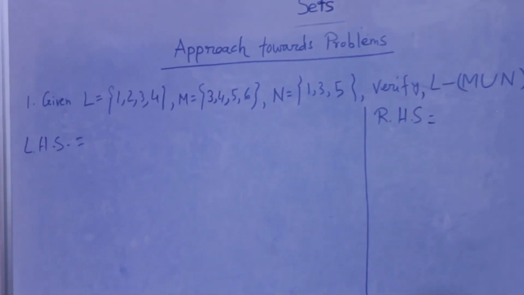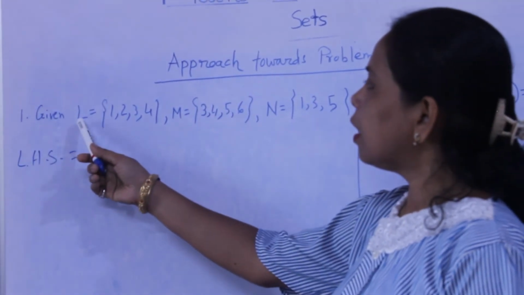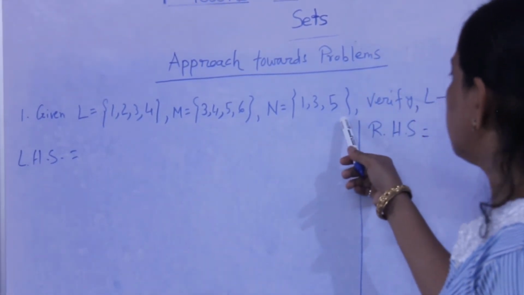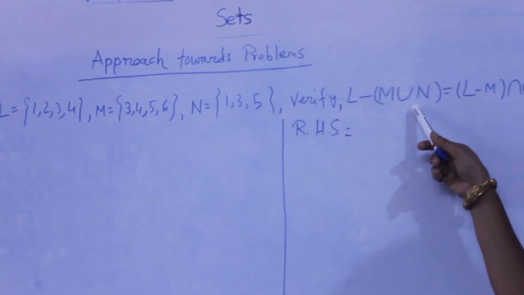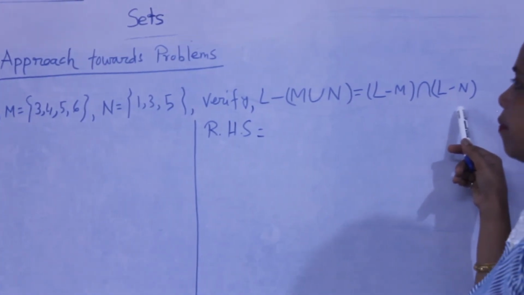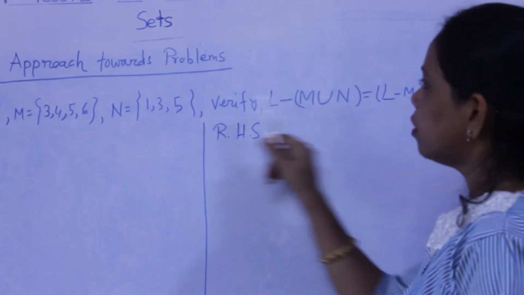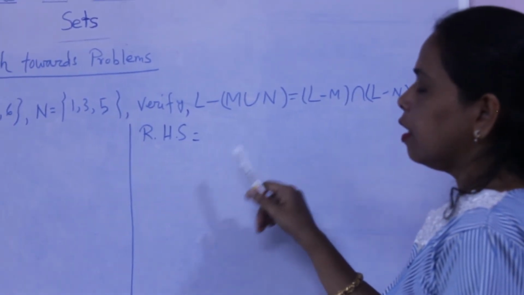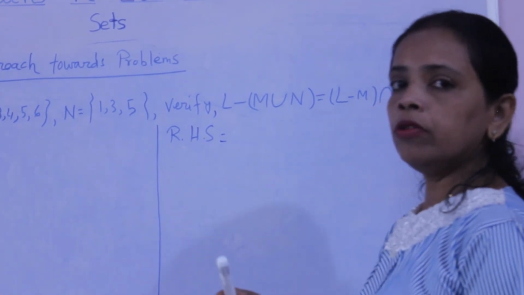Now it is time to solve some problems. A problem is given like this. L is a set like this, M is a set like this, N is a set like this. You have to verify this property: L minus (M union N) equals (L minus M) intersection (L minus N). So this is the left hand side portion. I solve this portion here, and this is the right hand side portion. I solve this here, and then you have to verify whether the left hand side is equal to the right hand side.